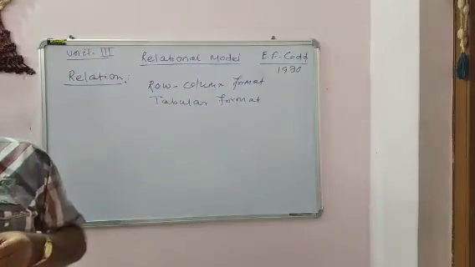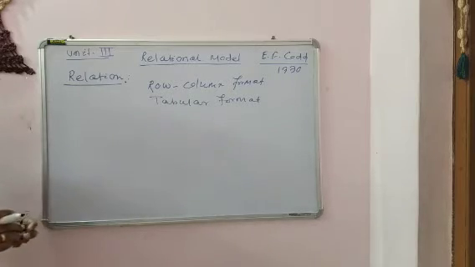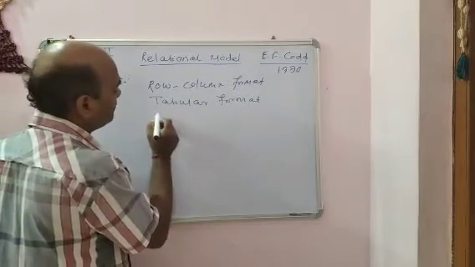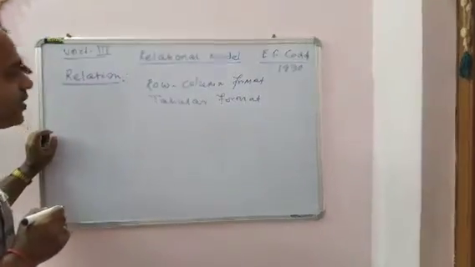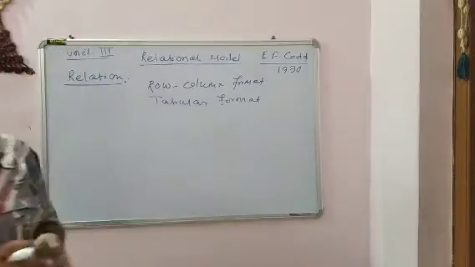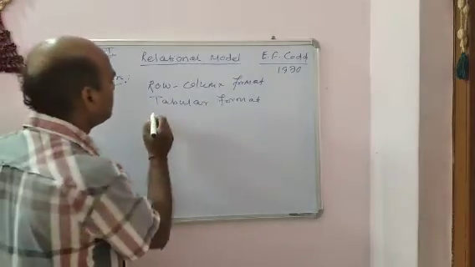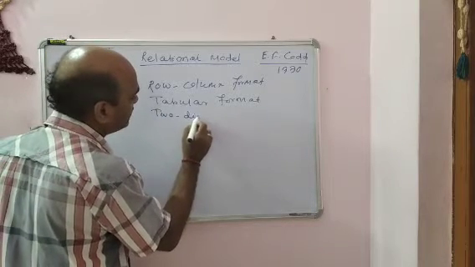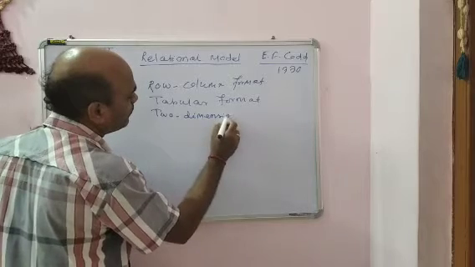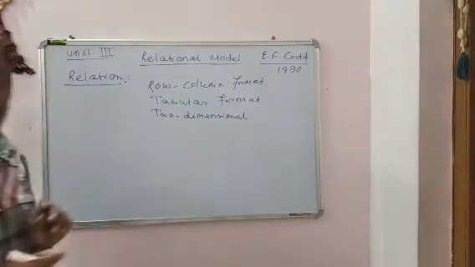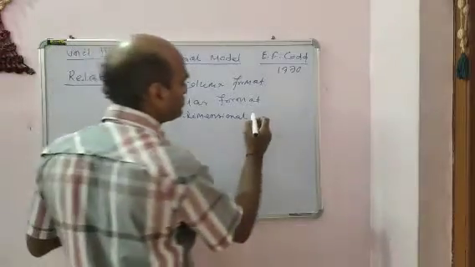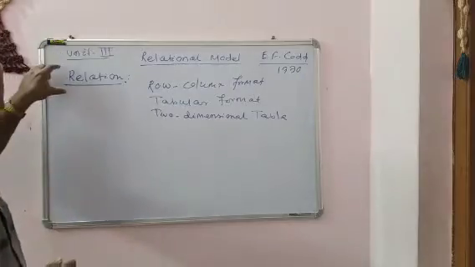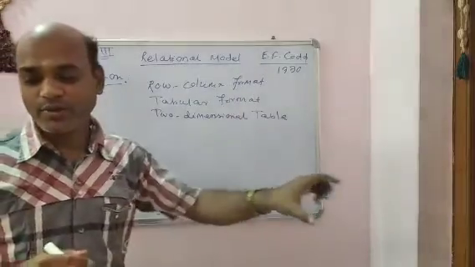Each relation is represented by a two-dimensional table. That means this row column wise or tabular format, where all data values are stored, is a two-dimensional table. This relation is also two-dimensional. One dimension is the row, another is the column.